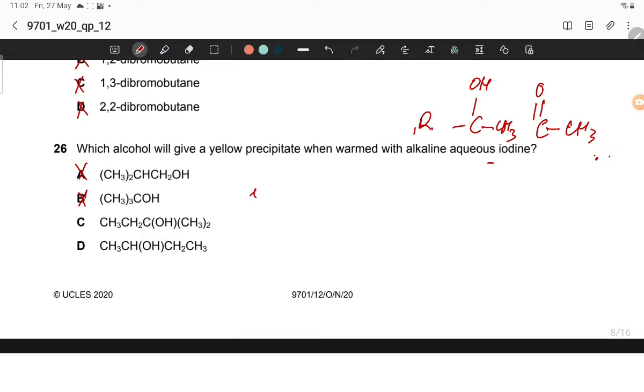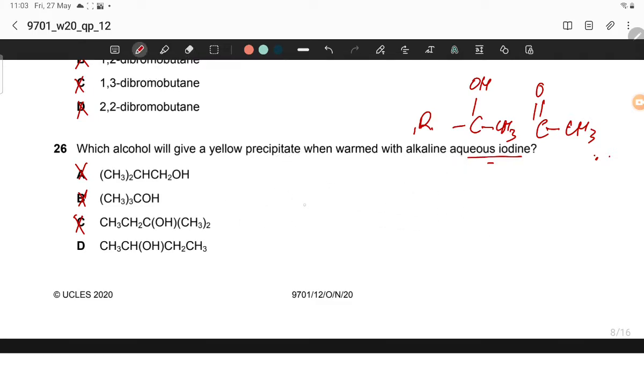C is CH3, CH3, CH2, COH, CH3, CH3. This is also a tertiary alcohol, so it will not give the positive test with alkaline aqueous iodine. So D must be correct.